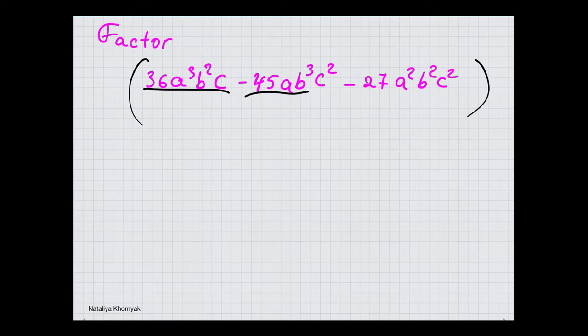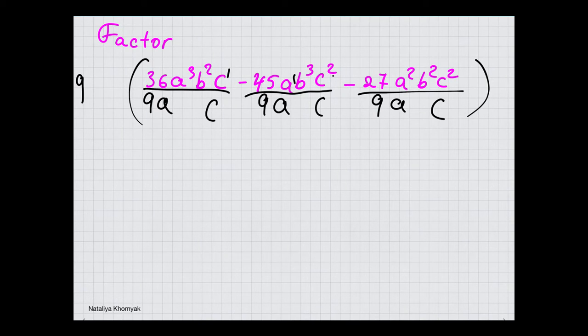Here we have 36, 45, 27. Each of them can be divided by 9. Whatever goes in denominators goes on the outside. We have 1c here, 2. We can take out just 1c. We have 1a here, so we only can take out 1a. We have 2b's here, 2b's here, and 3 over here. So the largest number of factors of b is 2. So b to the second. And whatever is in denominators goes on the outside.